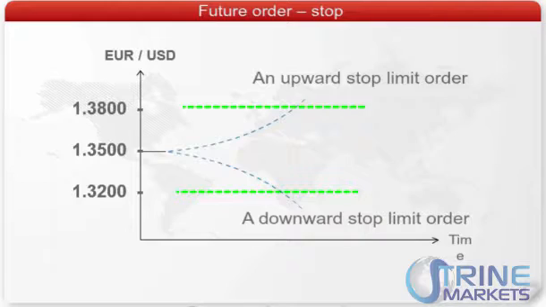A trader can set a future stop order which allows the trader, on the one hand, to enter the transaction in the direction of the market at the time when one of the limits is reached, 1.3800 or 1.3200, and on the other hand, provides the trader the privilege of performing the transaction when he or she is not in front of a computer screen.